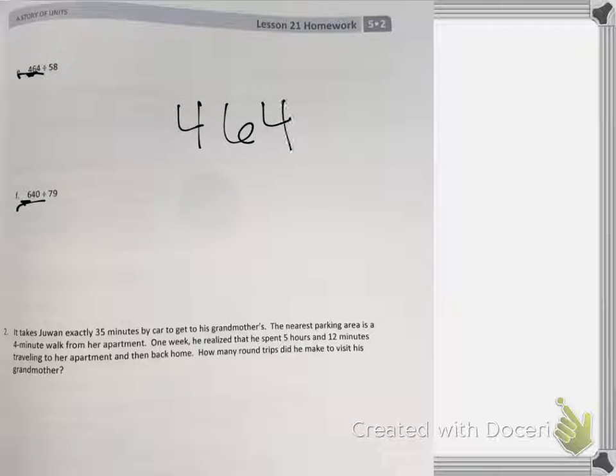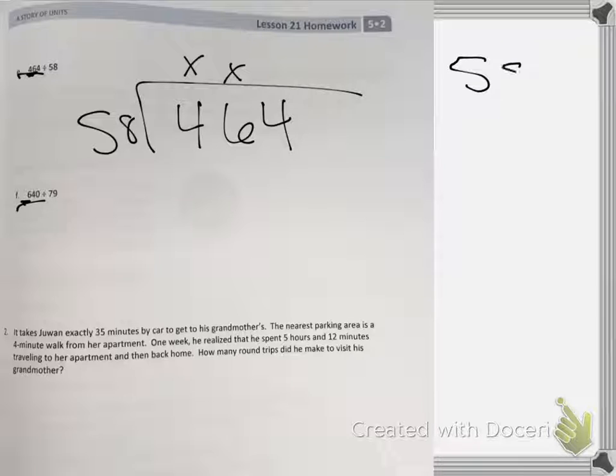So 464 divided by 58. First step, can it divide? Nope. Can it divide in 4? I have 464. It can. Again, I'm going to round up to 60. What multiple of 6 is close to 464? Well, I know that 6 times 8 is 48. So let's try 8. So 58 times 8. 8 times 8 is 64. 4, carry the 6.